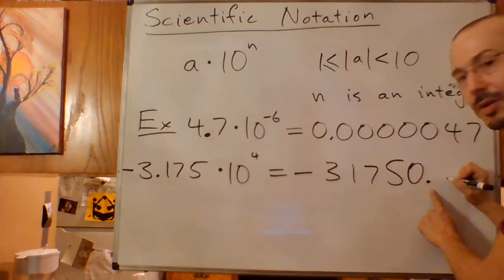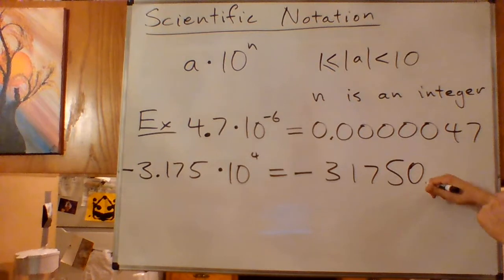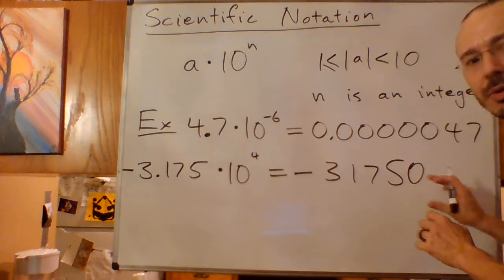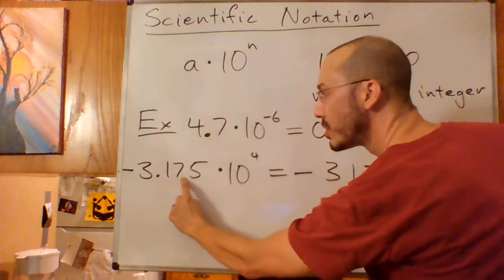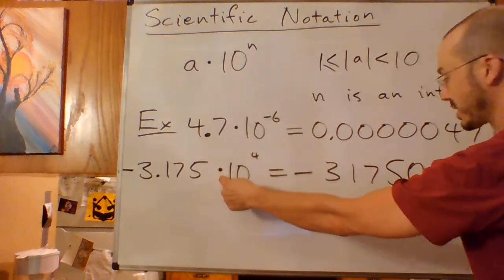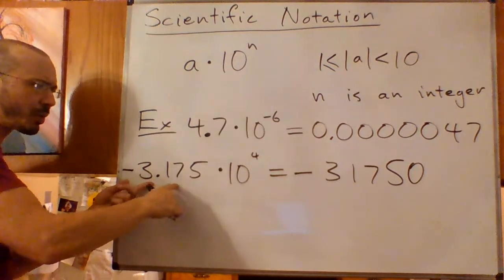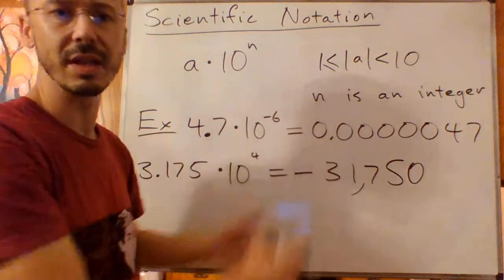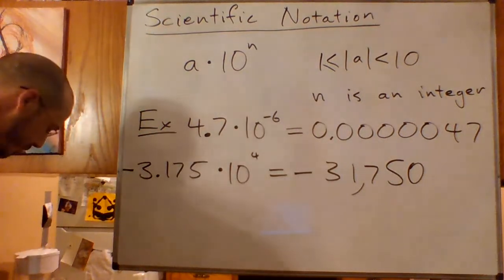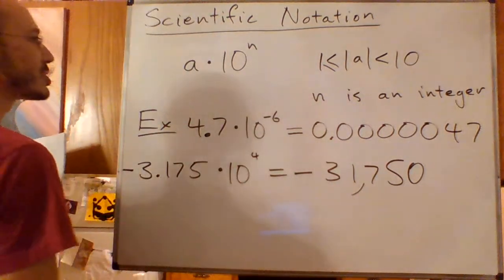There should be another 0, and there is another 0 there. That's a placeholder. I don't actually want to put the decimal point. If it's just the end, it looks like a period. You don't need a decimal point for this, but you do have to move this decimal point 1, 2, 3, 4 places. So I do need that 0 as a placeholder. 3.175 times 10,000 is 31,750. That seems reasonable.